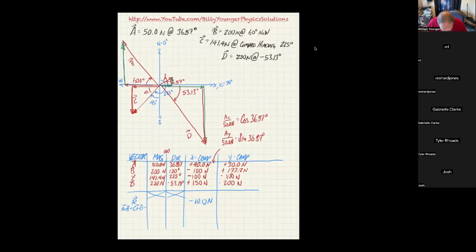Now this one, I'm going to say 30 plus 173.2 plus minus 100, and then minus 200. And this one gives me negative 96.8. And of course, I'm only supposed to have a sig fig up to the decimal place because obviously I didn't have decimal places in the 100s.